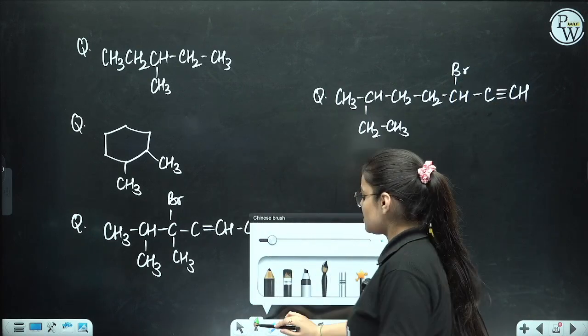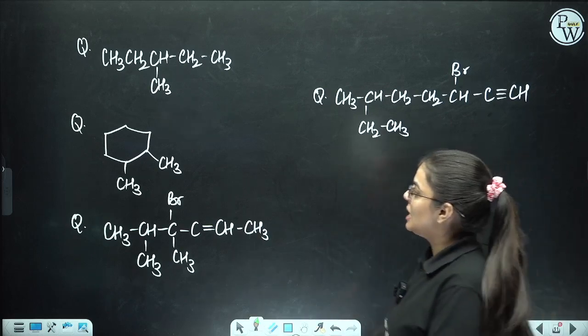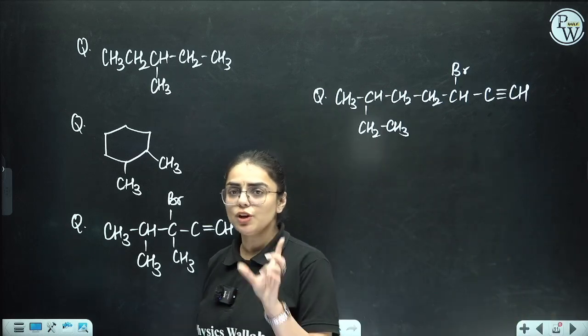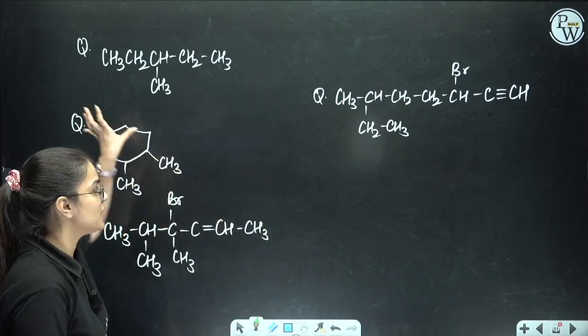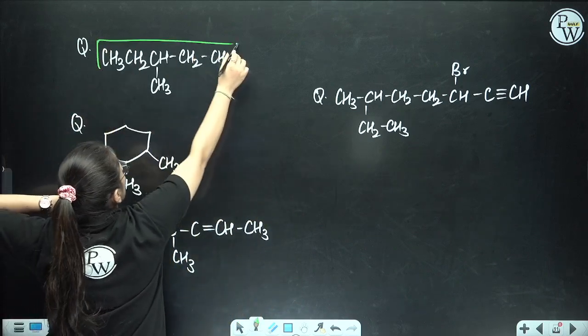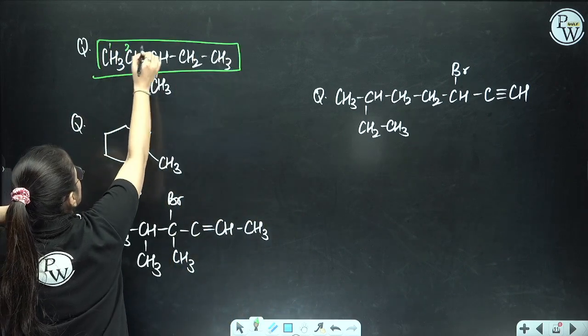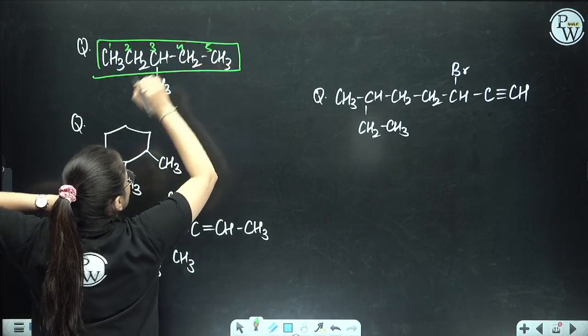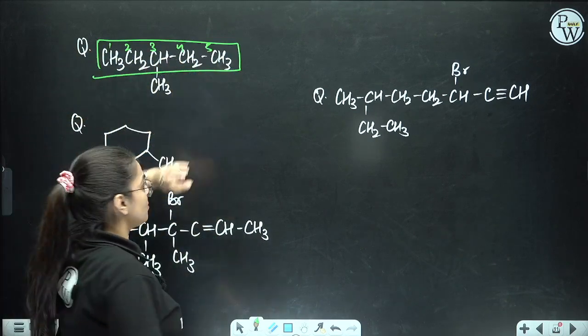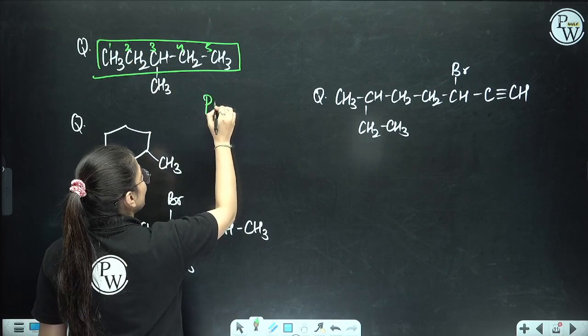Okay students, so I am starting with the very first question over here. See, you should remember the same rule. First of all, you have to write the word root and then you have to see which is your main chain. So this is my main chain, and in this main chain, this is first, second, third, fourth, fifth respectively. There are 5 carbon atoms. So for 5 carbon atoms, I have to write pent.